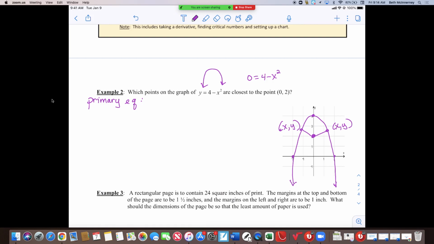Oh, so my primary equation is going to develop from the distance formula. You see that? Like, that's really neat. That's super cool. So my distance would be the square root of x minus 0 squared plus y minus 2 squared. That's my primary equation. My secondary equation is going to be y equals 4 minus x squared.